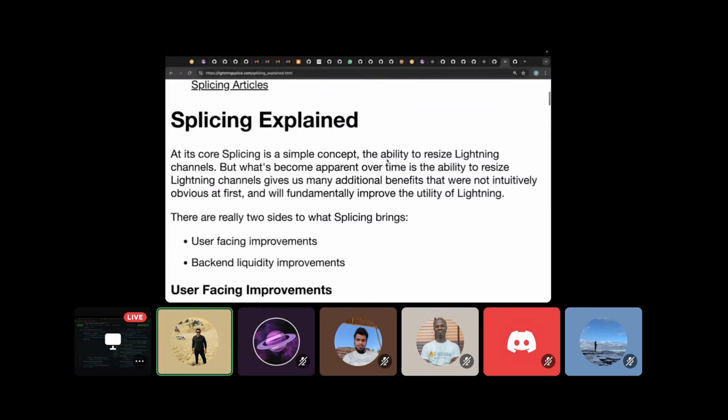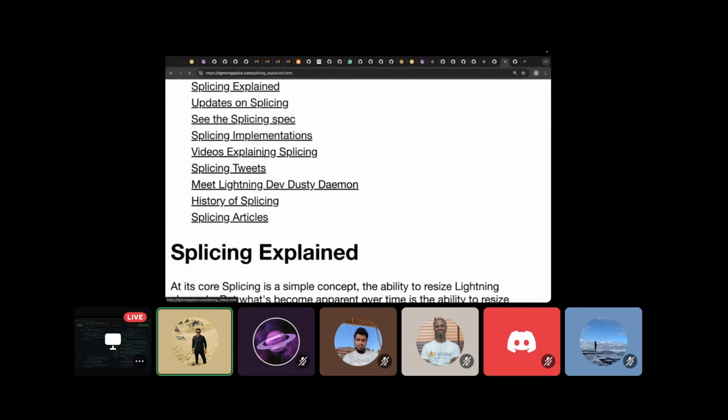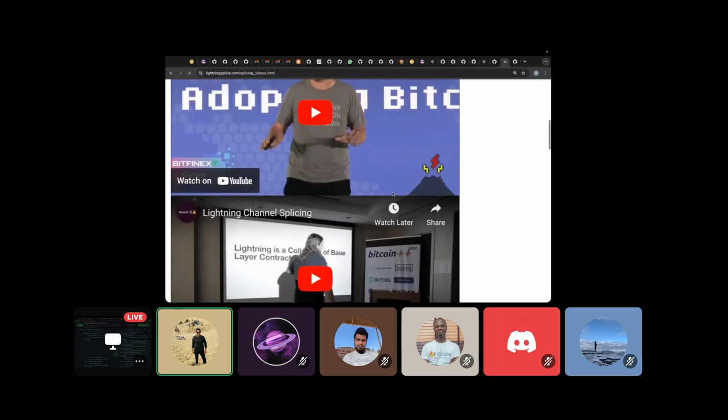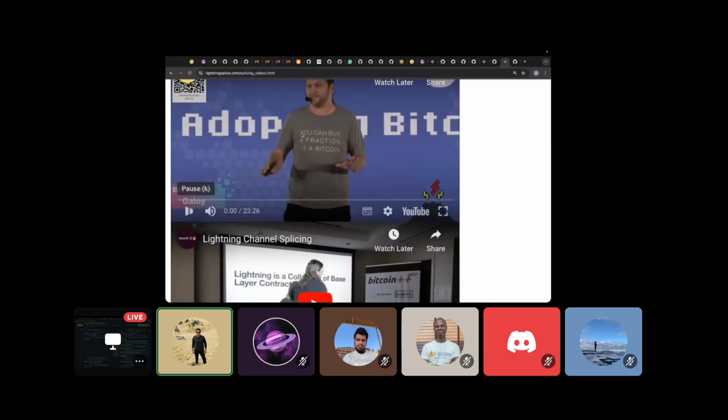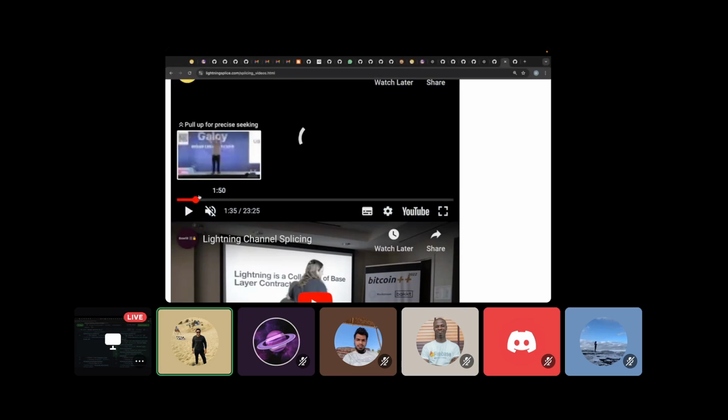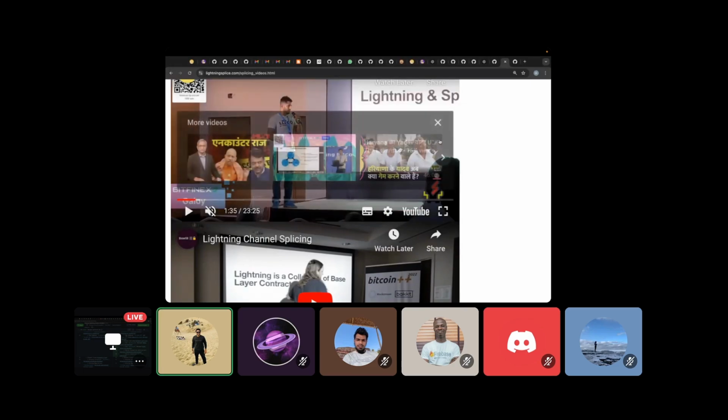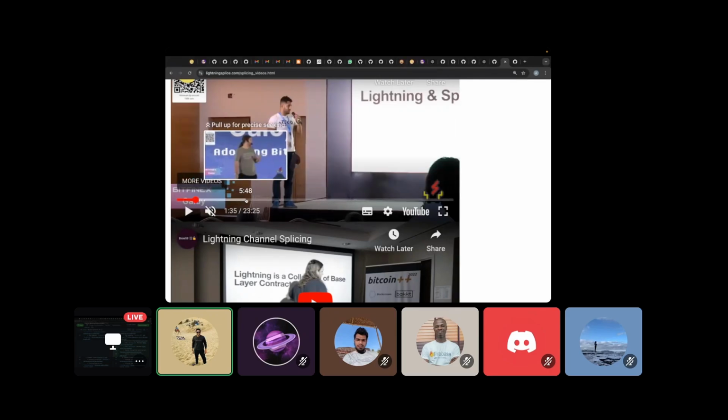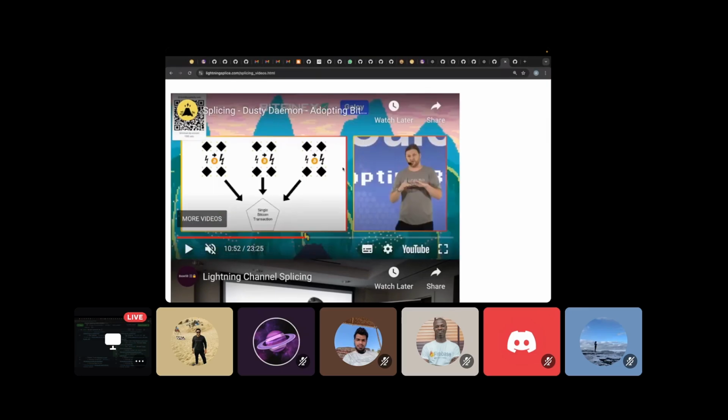If you go through the lectures by Dusty, he explains it diagrammatically in those videos. As you can see, there are these different Lightning channels, and it does all the splicing in a single Bitcoin transaction.